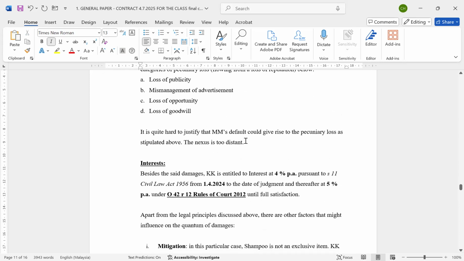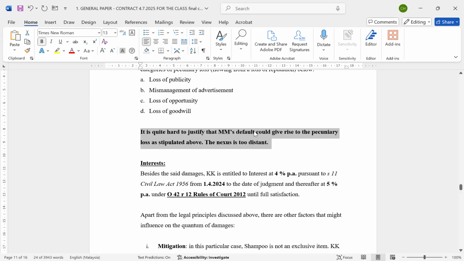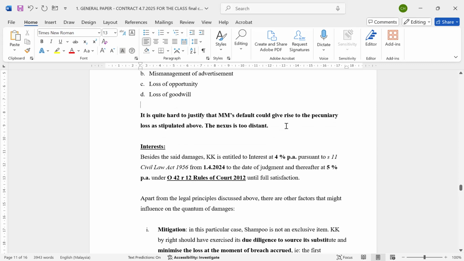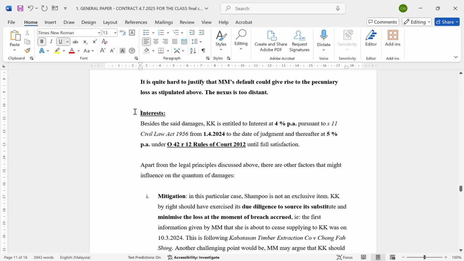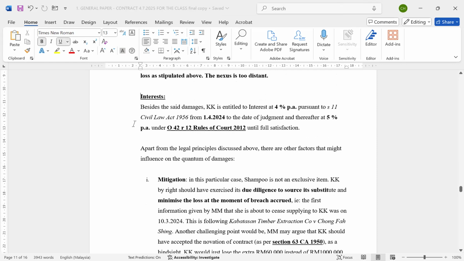Okay, so you can conclude it is hard to justify that MM's default could give rise to pecuniary loss as stipulated above. The nexus is simply too distant. Okay. Other type of money that you can claim will be interest. This forms an important element in our statement of claim, and this is also monetary compensation.